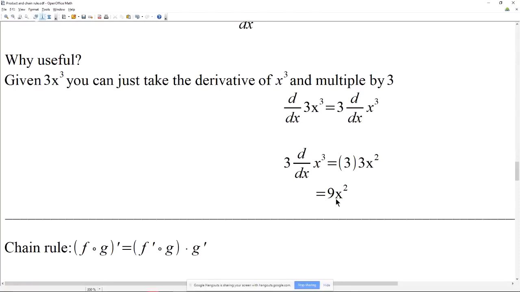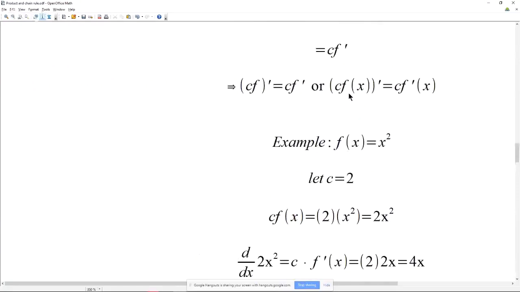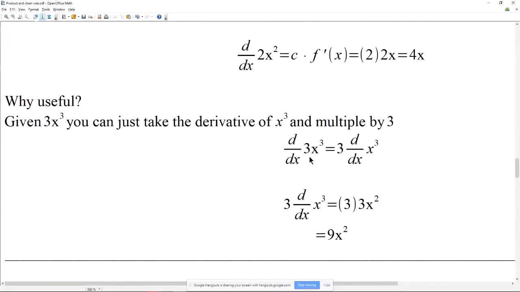That's why it's handy to know. Instead of applying the power rule, where you want to show the steps, which is a little more unwieldy, I could just pull the 3 out, take the derivative of x cubed, giving me 3x squared, and then multiply by the constant, which gives me 9x squared. Either way you do it, you come up with the same answer. So that's a special case.